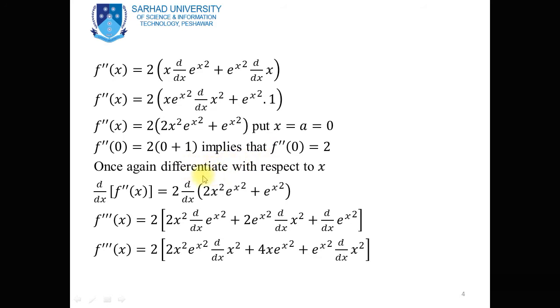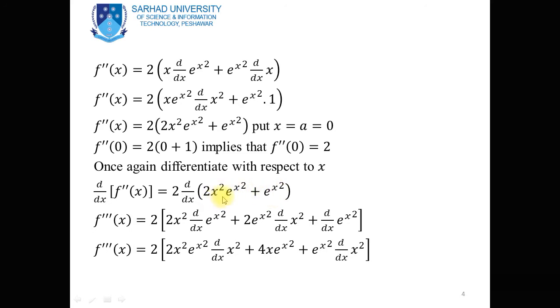Now to find the third order derivative, we take again the derivative of this second order derivative. The derivative will be the third order derivative of the function with respect to x, since x is the independent variable. That's why we take the derivative of the function with respect to x. So taking the derivative of this second order derivative, this will be the third order derivative: the derivative with respect to x of 2x square into e power x square plus e power x square.